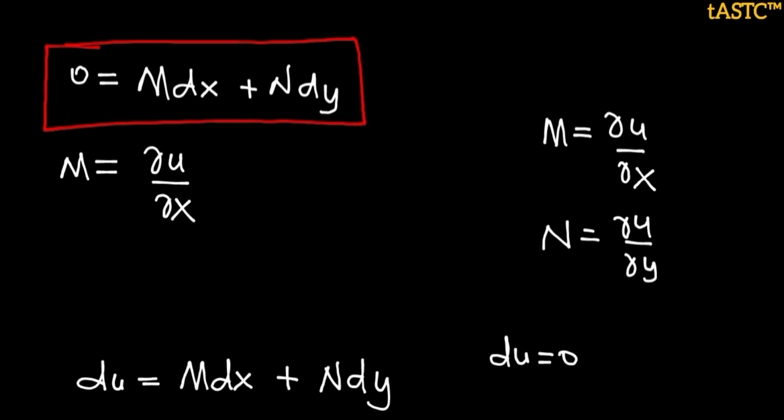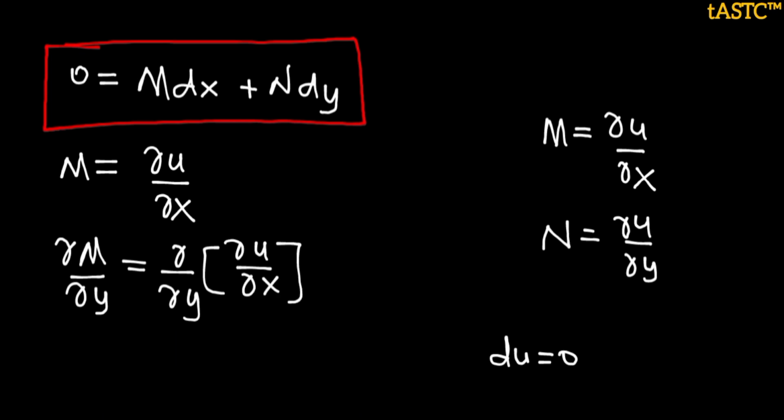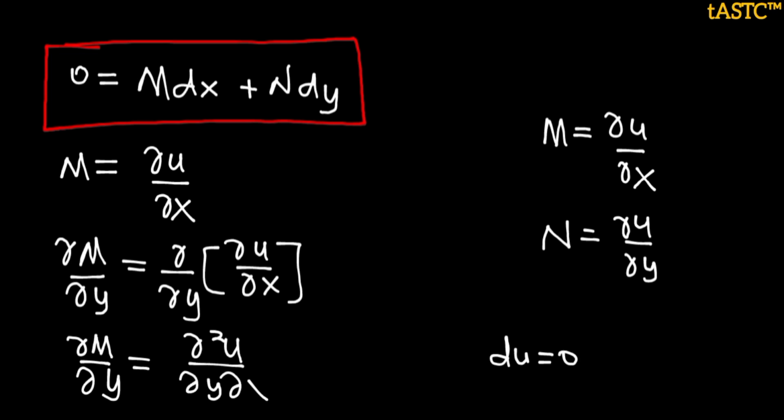Now let us say I wanted to differentiate both sides with respect to y. So this is going to be partial M, partial y, and this will be equal to partial y of this whole stuff, that is partial u, partial x. Now in that case, you're going to have partial M, partial y on this side, and on this side, we're going to have partial squared u divided by partial y, partial x.